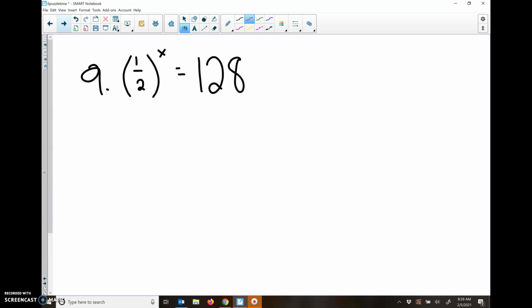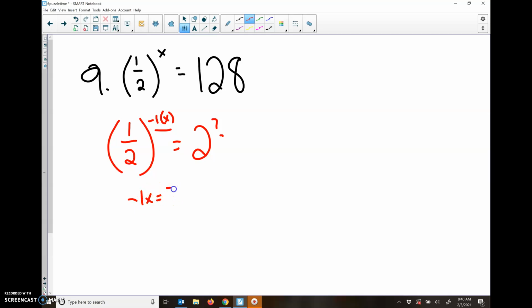And then here, none of them are going to be the same. 1/2 to the x power equals 128, so really we're going to need to make these into base 2. And so the way we do that is 1/2, if you remember, to the negative first power ends up making it into a base of 2. And then, don't forget about the x. And then 2 to the 7th power is 128. So then if I just focus on my exponents there, I end up with negative 1x equals 7. Divide both sides by negative 1. So we figure out x equals negative 7.